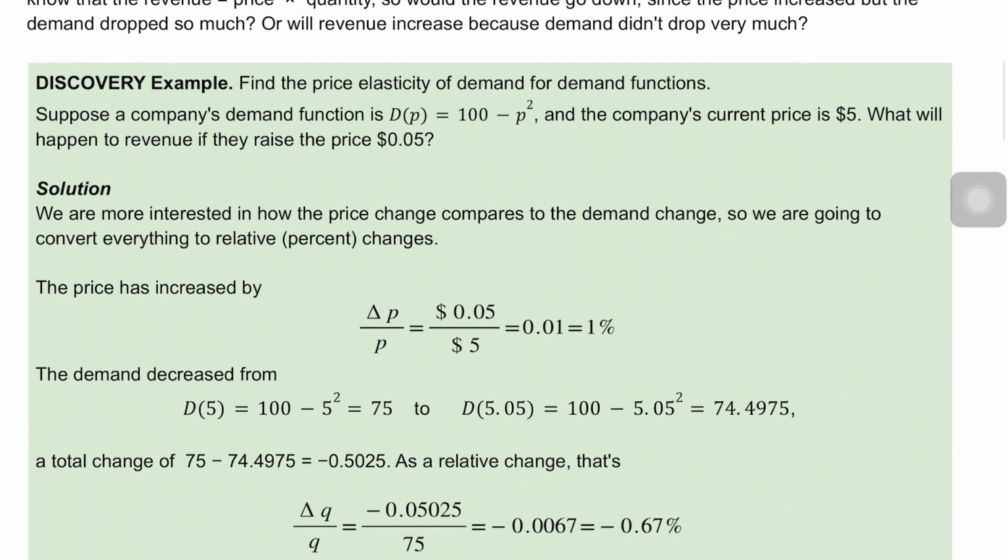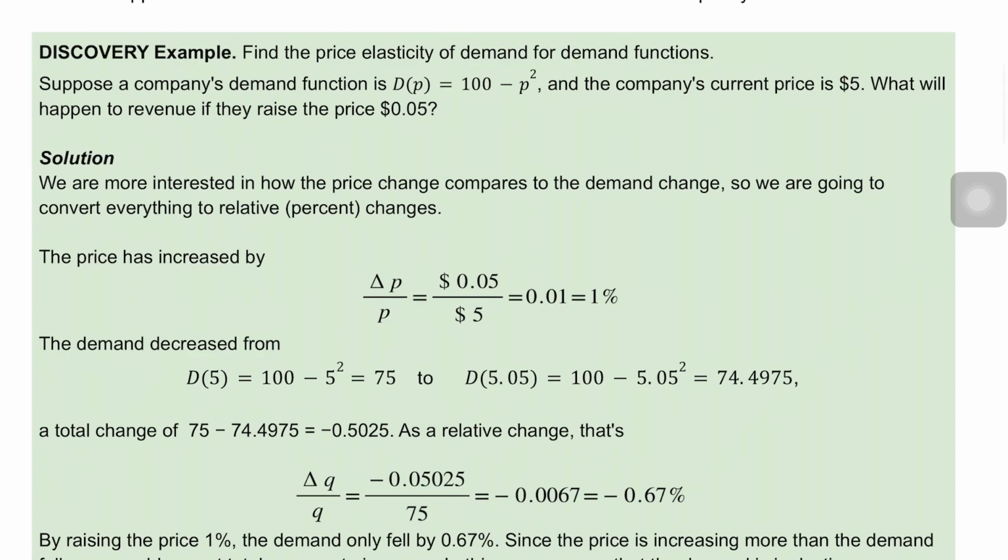All right. So in this example, let's assume that we have a company that has a demand function of D(p) equals 100 minus p squared, and the company's current price is $5. What will happen to the revenue if they raise the price by 5 cents? Well, we want to see how that is going to change the demand, right? So let's try to think about some of the concepts here.